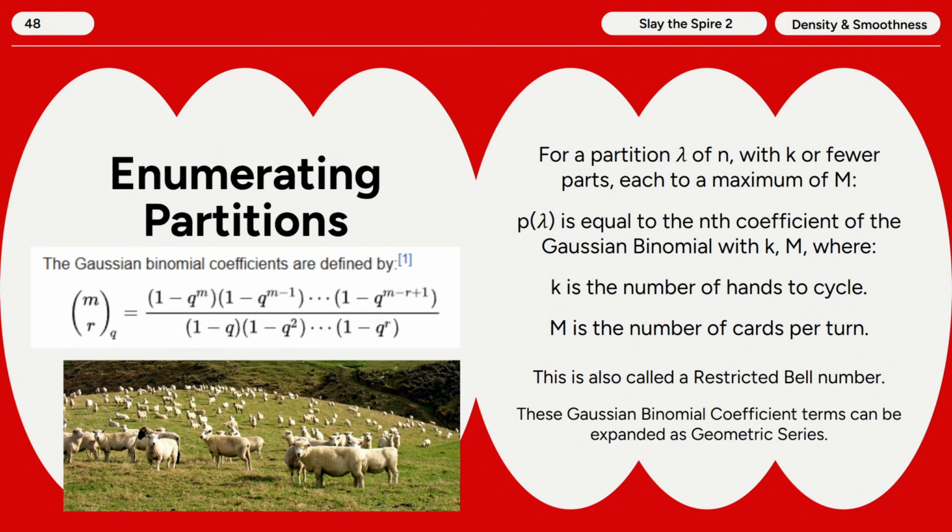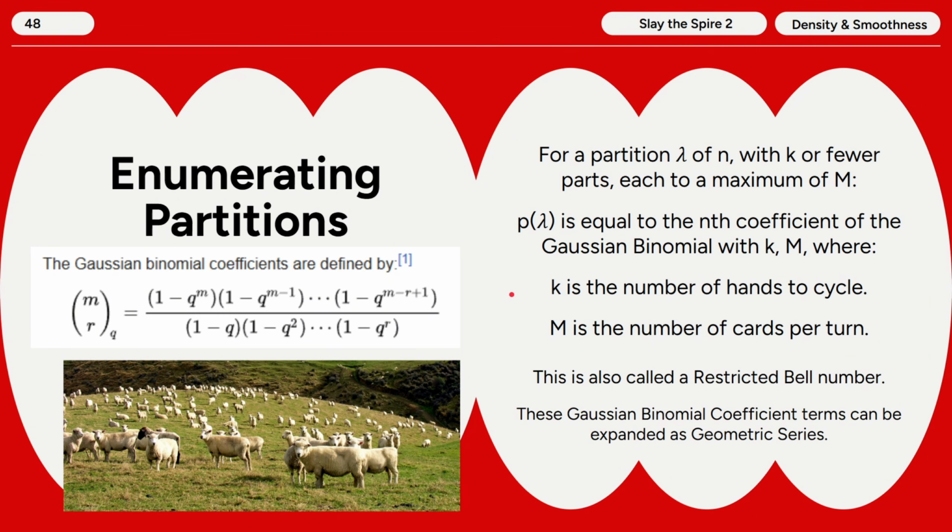So k is the number of hands it takes to cycle, the number of hands we'll draw before we reshuffle. M is the number of cards per turn. It's going to be 5 the majority of the time. Sometimes it might be 6 if we have Pael's blood or something like that. These Gaussian binomial coefficient terms can be expanded as a geometric series, so you can actually just evaluate them as geometric series if you're familiar with that.